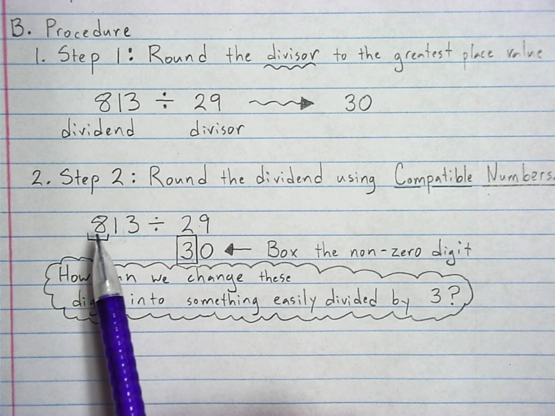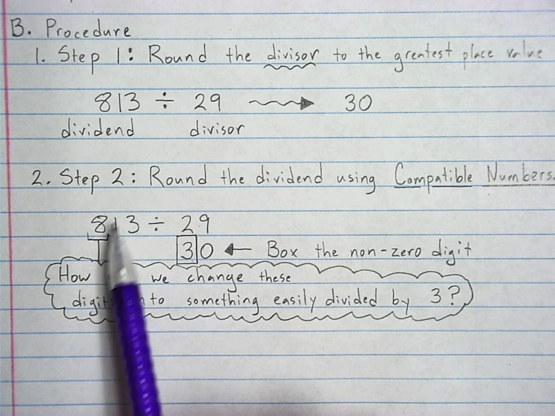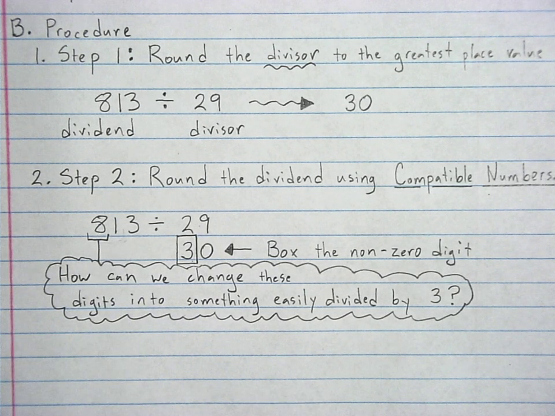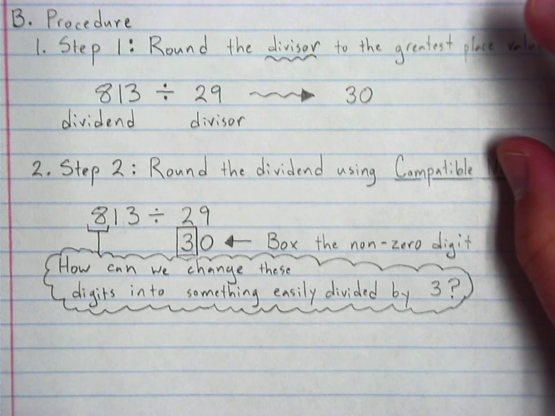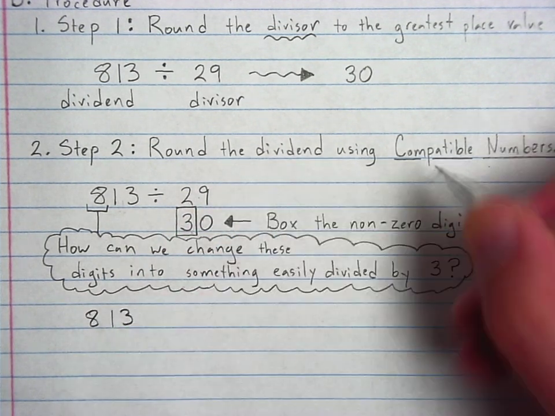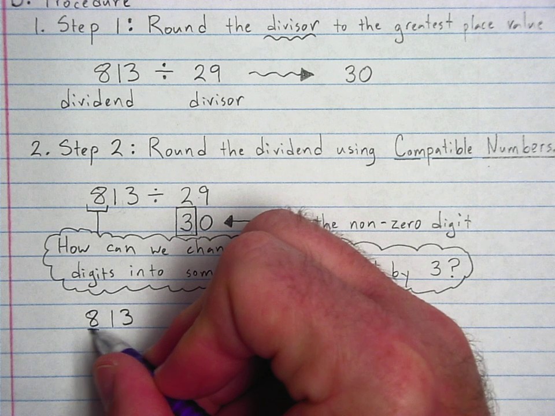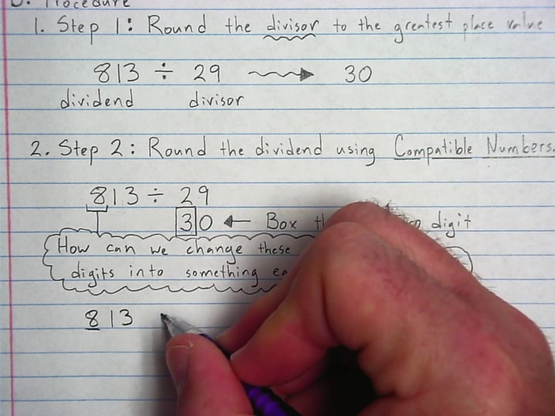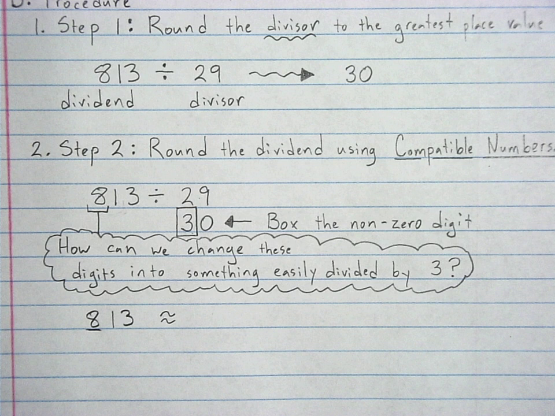Normal rounding rules would tell me, okay, I'm rounding to this place. Look next door. There's a 1. 4 or less, the 8 should rest. But 8 divided by 3 does not work out evenly. 8 divided by 3 is not something we can do mentally. So instead, as crazy as this is, I'm going to look at 813. I'm going to look at that first digit, and I'm going to ask, what is 8 close to? That would be a multiple of 3. That would be easily divided by 3.